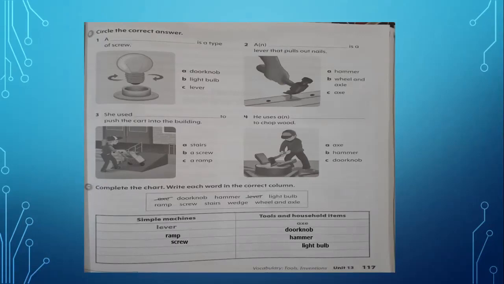Stairs is a tool and household item. Wedge is a machine. And wheel and axle is a machine. Okay, so that's how you have to write down: simple machines are lever, ramp, screw, wedge, wheel and axle, and tools are axe, doorknob, hammer, light bulb, and stairs. So I'm sure you all have done it. I'm just giving you one more minute and then I'll move on to the next slide.